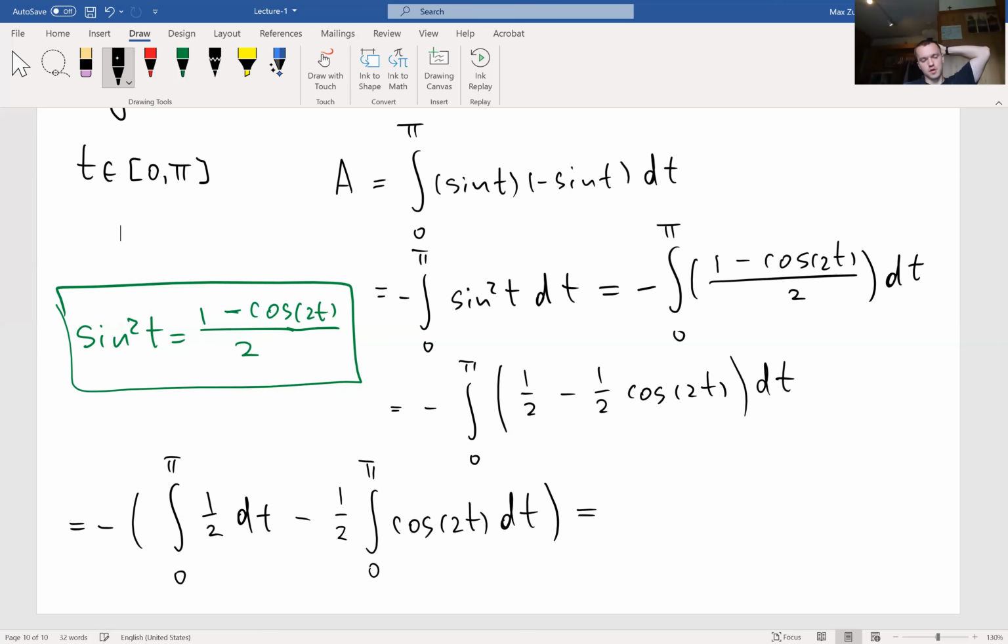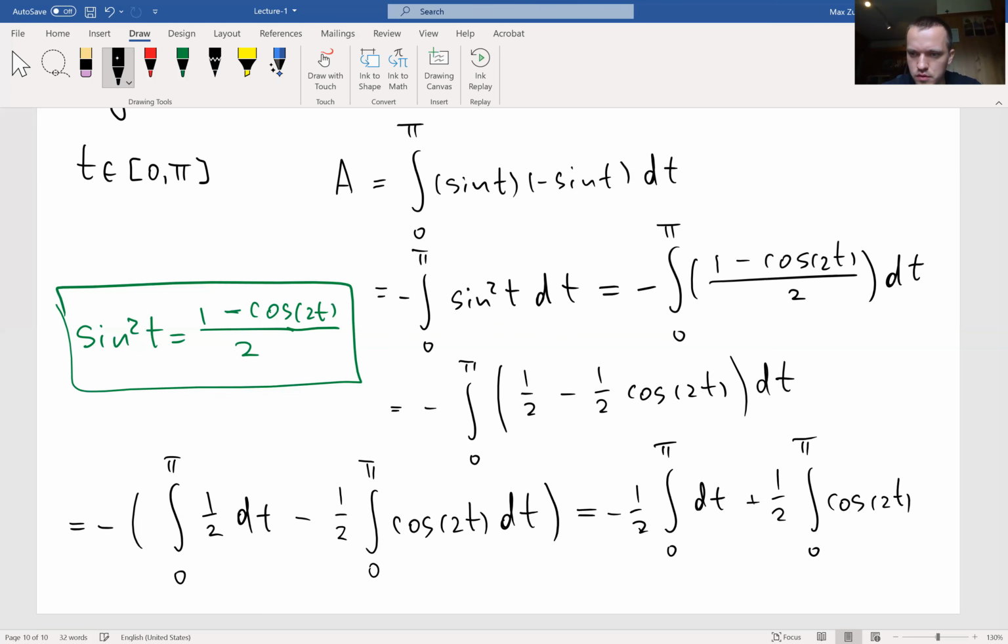Okay. So if I'm going to distribute the minus sign, I'm going to obtain minus 1/2 integral between 0 and pi dt. And here I'm going to have a plus 1/2 integral between 0 and pi cosine of 2t dt.